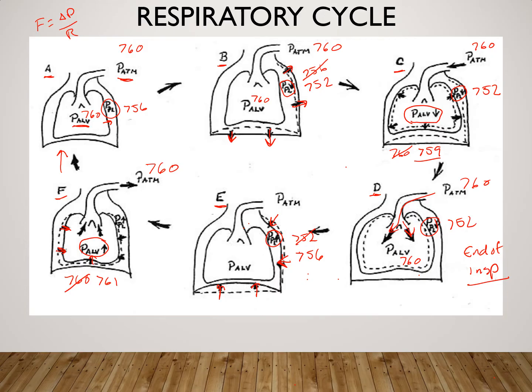So now this pressure is higher than the atmospheric pressure, and that's going to drive air out of the lungs and into the atmosphere, and it will do so until it equalizes again, which is back to point A.